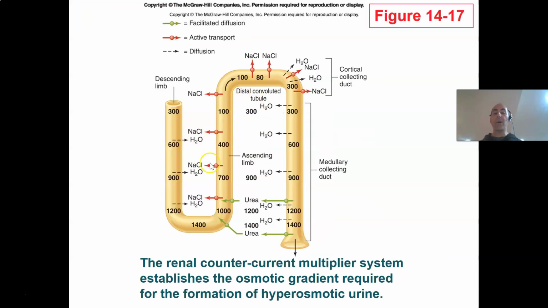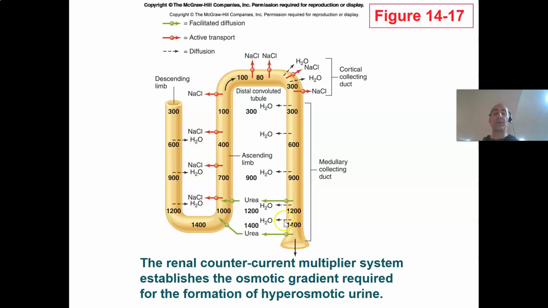Now, once this gradient is established, you have this highly hyperosmotic interstitium in between these tubules, which allows for the reabsorption of water. That's what this system is doing, which then produces a hyperosmotic urine, which is what you want to do because you want to conserve water.